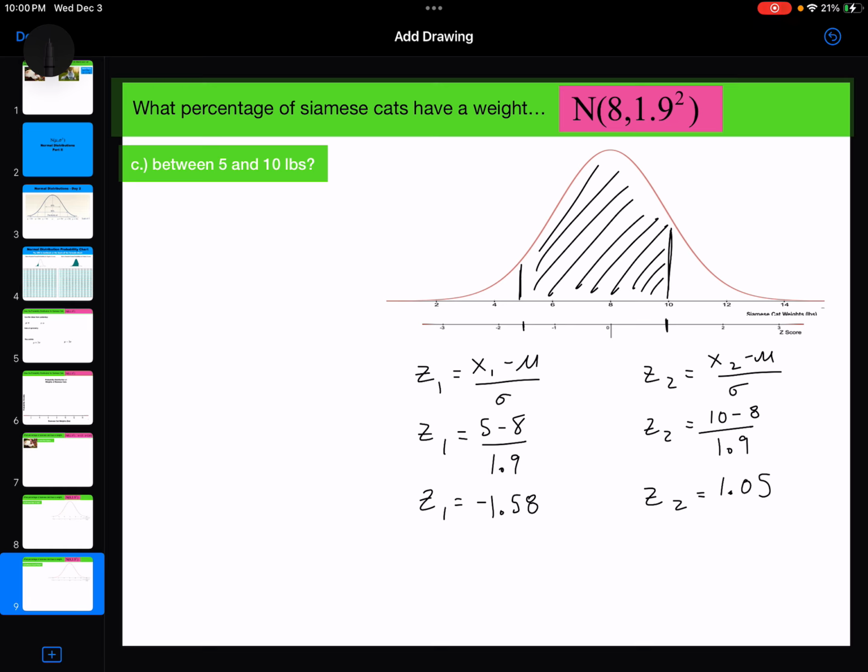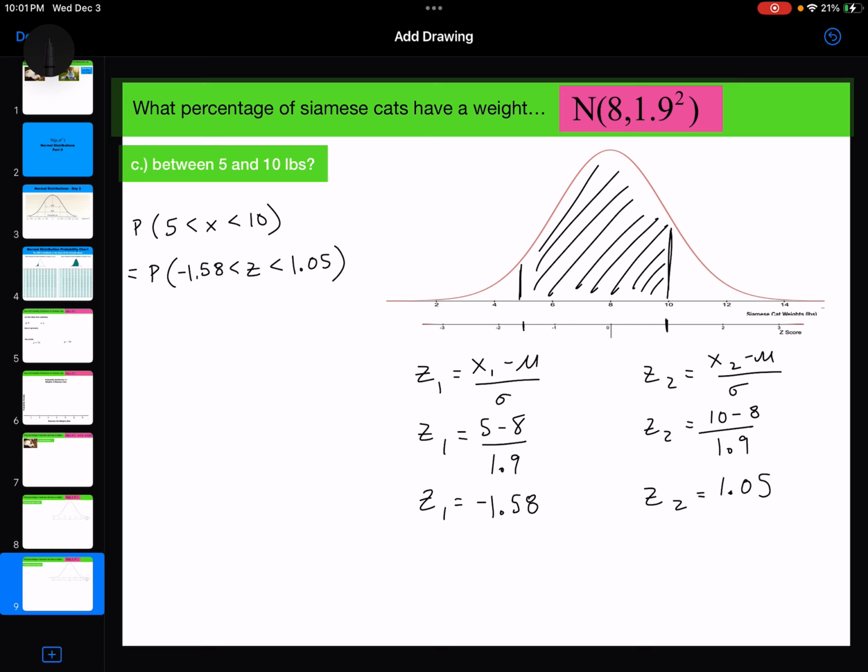All right, so hopefully you got those same two z-score values. So now we're going to look at, all right, how can I use this to calculate a probability? So again, we want the probability that x is greater than 5 but less than 10. But I can't look up the x, so that's why I converted it to these z's. So I want the probability that z is greater than negative 1.58 but less than 1.05.